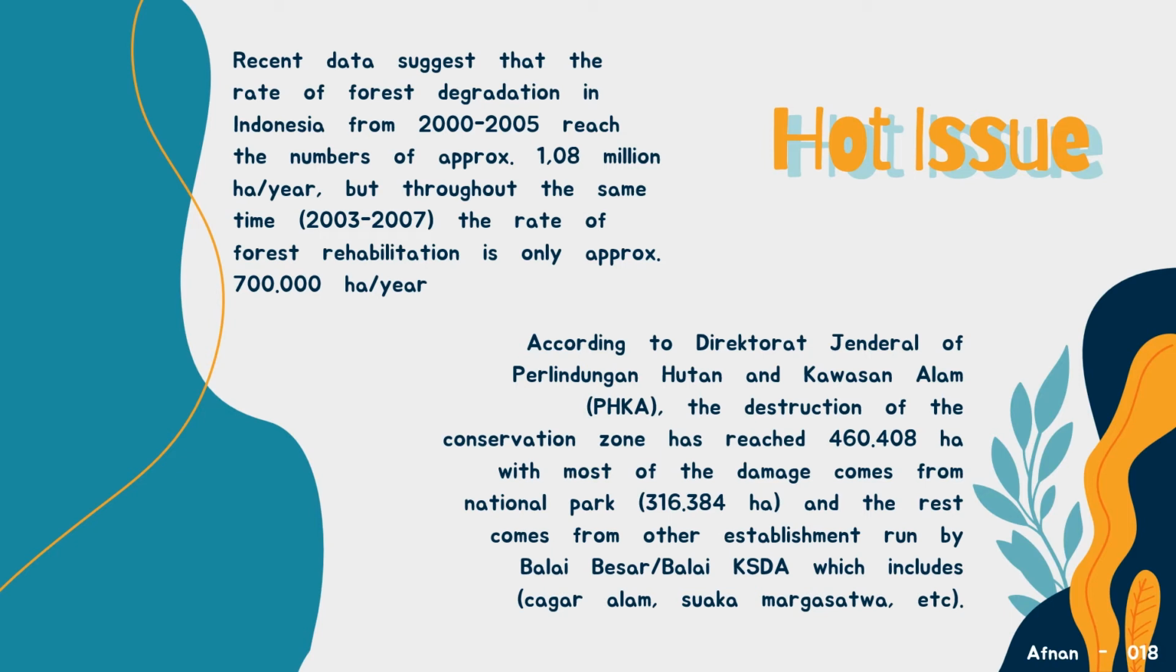According to the Directorate General of Perlindungan Hutan dan Konservasi Alam (PHKA), the destruction of the conservation zone has reached 460,408 hectares, with most of the damage coming from national parks, 384 hectares, and the rest coming from other establishments run by Balai Besar or Balai KSDA, which include Cagar Alam, Suaka Margasatwa, etc.